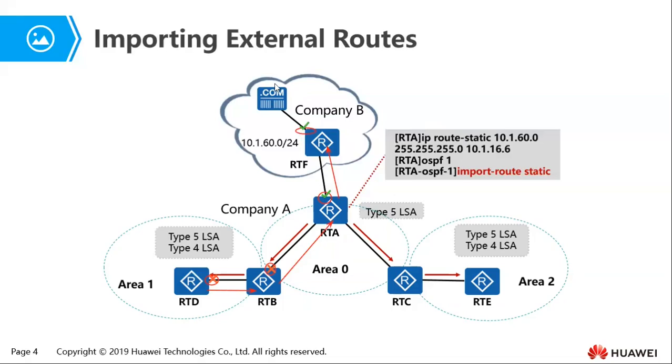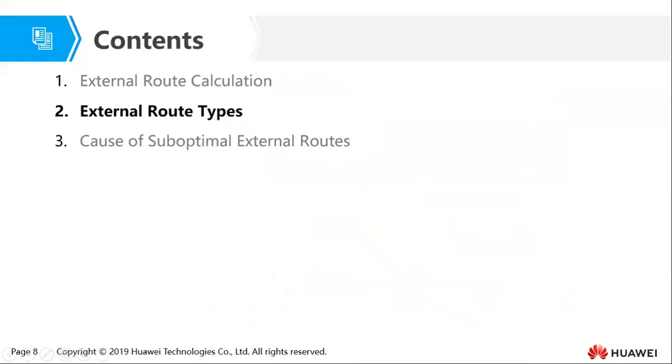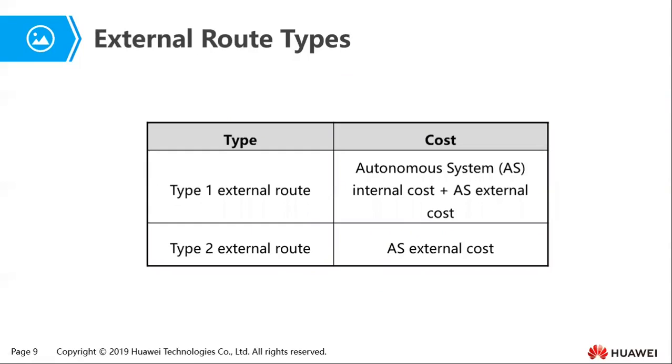From the explanation I've given, between type 1 external cost and type 2 external cost, which one do you think is more accurate? Okay, so someone has typed type 1. Good. That is correct. So type 1 is actually more accurate compared to type 2 external costs.